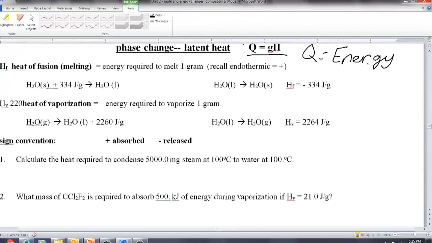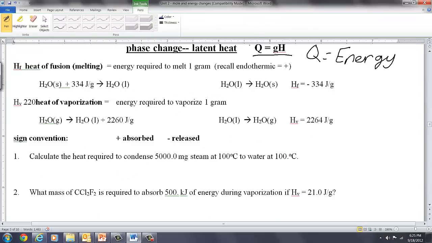We just start doing some random ones. Q is energy or heat. It's the same thing as the energy. It depends on two things. How much do you have? G, grams. Then each substance has a specific heat of vaporization or heat of fusion involved. The higher this heat, the more energy it's going to take. If I have a really, really low heat of fusion, it doesn't take very much energy. If I have a really, really high heat of fusion, it's going to take more energy. So it's just a formula we're going to plug in and chug out some answers.